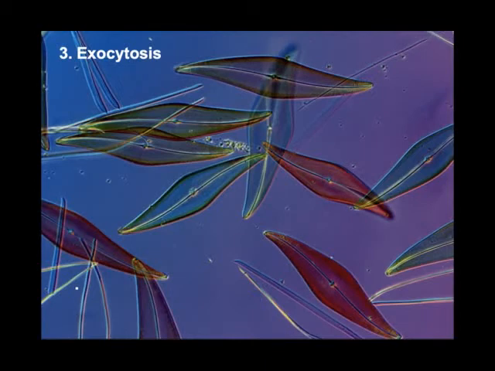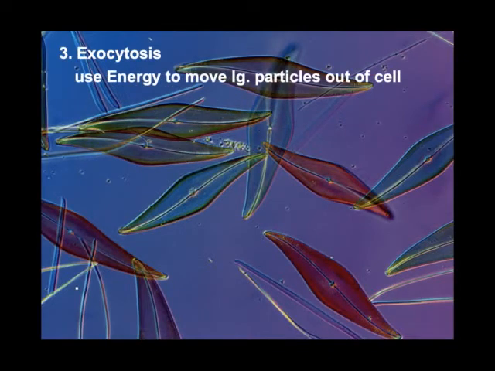If we have a process for large particles coming into the cell, we must also have a process for large particles moving out of the cell. That's exocytosis. Exocytosis is using energy to move large particles out of the cell. And as you might imagine, it is kind of the reverse of endocytosis.